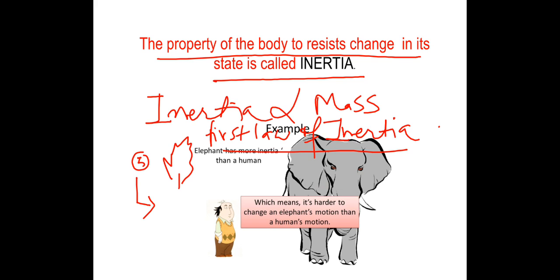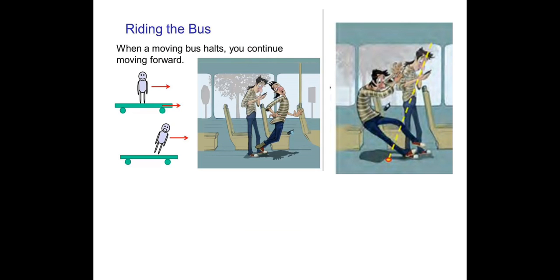Now some very common examples of inertia in our daily life. Let's say you're standing in a bus, and this bus is moving in this direction. Now if this bus suddenly stops, what will happen? You will lean in the forward direction like this cartoon. If both are moving and suddenly this bus stops, you will lean in the forward direction. Why? Because of inertia.